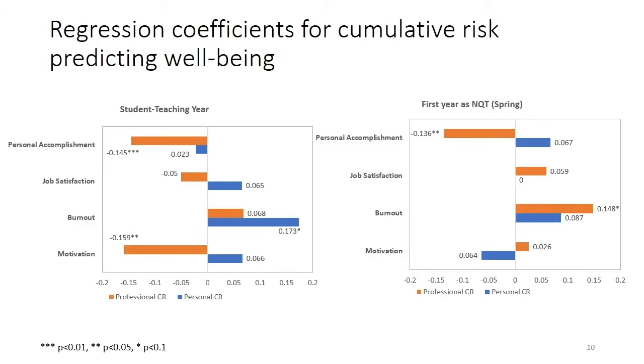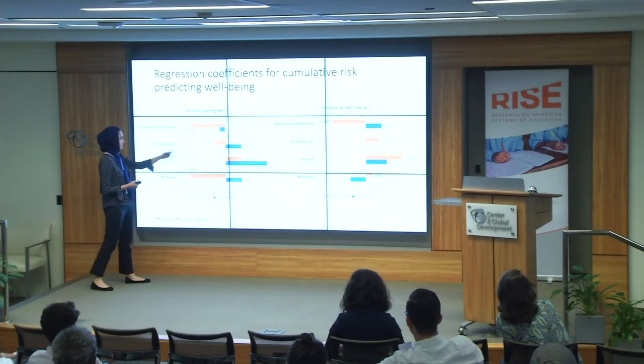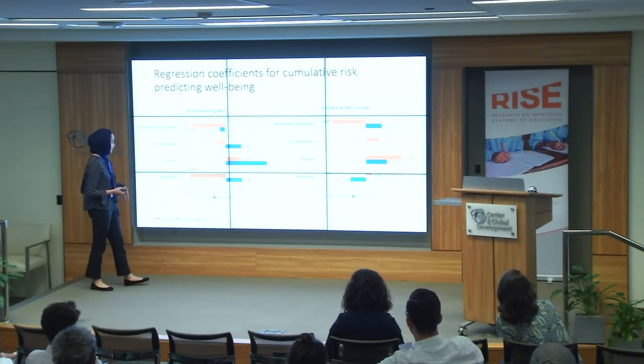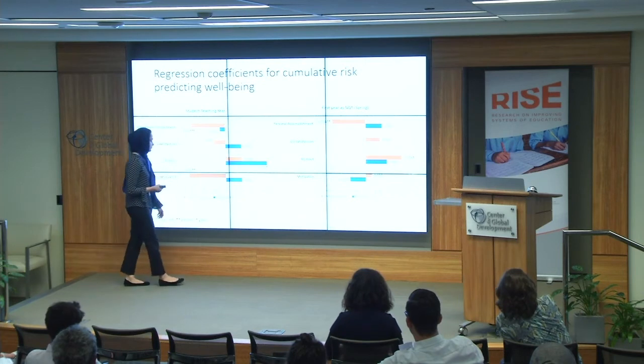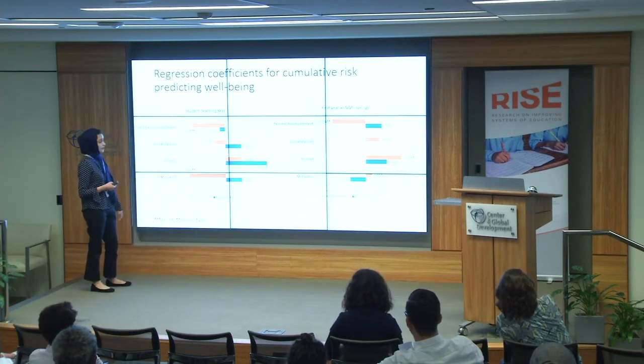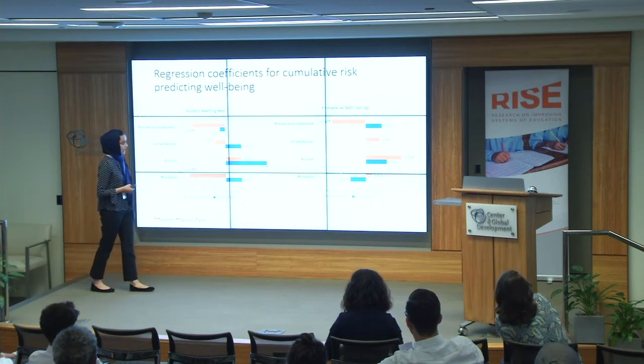So these are correlational estimates. We see that an additional unit of professional cumulative risk, and we've seen there are different indicators for that, is correlated with about 0.16. So it predicts lower motivation and lower personal accomplishment by about 0.15 to 0.16 standard deviations. And personal cumulative risk predicts higher burnout by about 0.17 standard deviations.